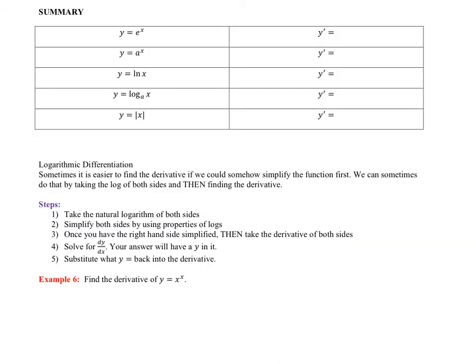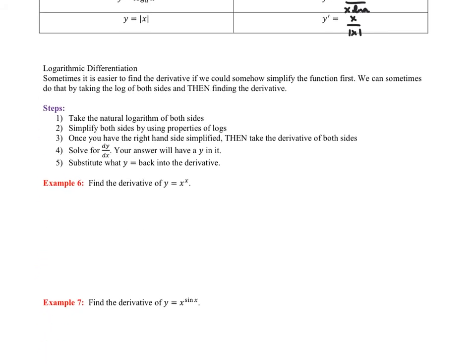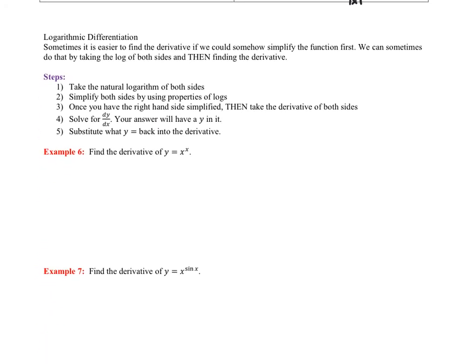All right, here we go. We got y equals e to the x. Its derivative is e to the x. A little bit of review. A to the x is a to the x ln of a. ln of x, 1 over x. Log base a of x is 1 over x ln of a, and absolute value of x is x over absolute value of x. Okay, so let's continue with some logarithmic differentiation.